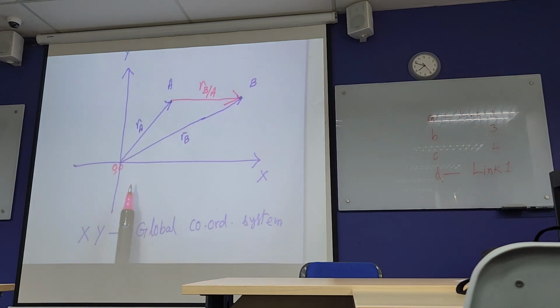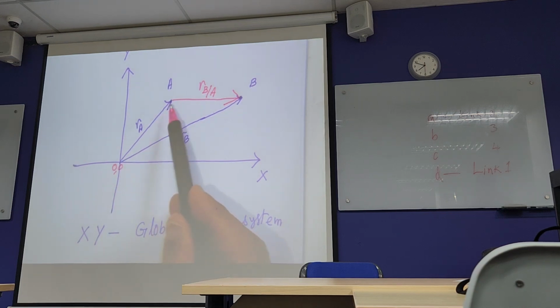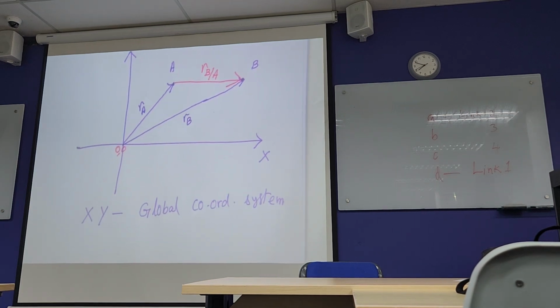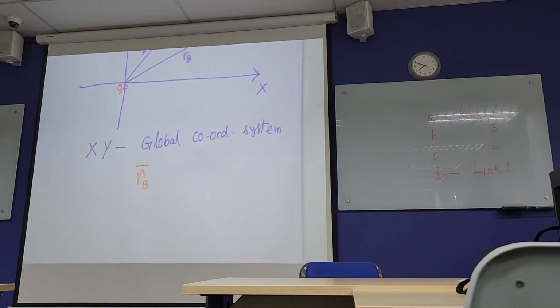Alright, so now this is basically a vector addition. Position of A plus position of B to A should equal the position of B. So when we write in vector notation, position of B is equal to position of A plus position of B to A. Please note I am writing vectors, not scalars. So this is the vector addition.